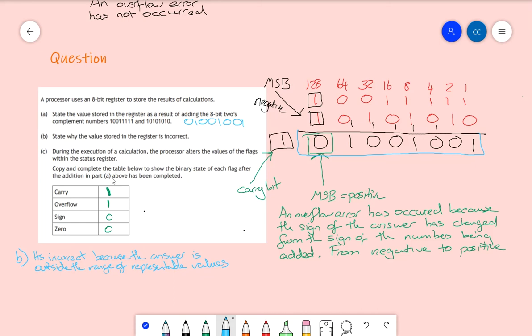Now, during the execution of the calculation, the processor alters the values of the flags. Complete this table. So we've said that the carry flag is set to 1 because a carry occurred. The overflow is set to 1 because we identified the overflow error: the two numbers being added together were negative and the result was positive. So that meant that an overflow error had occurred. This is not 0, so therefore the 0 flag is not set, and the sign is not negative, it's positive, so the sign is not set. Good.